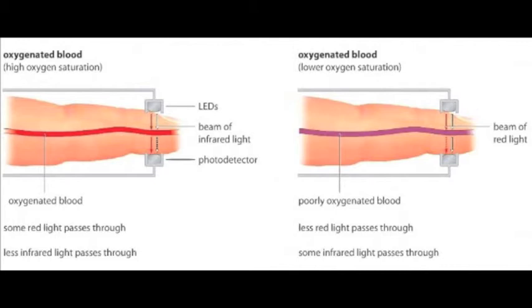Poorly oxygenated blood, blood less saturated with oxygen, absorbs red light but doesn't absorb much infrared light. By calculating the difference in absorption of the red and infrared beam, the machine can calculate the proportion of hemoglobin which is oxygenated.